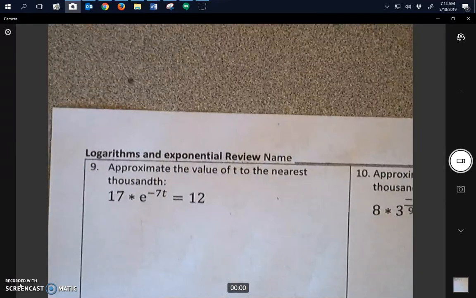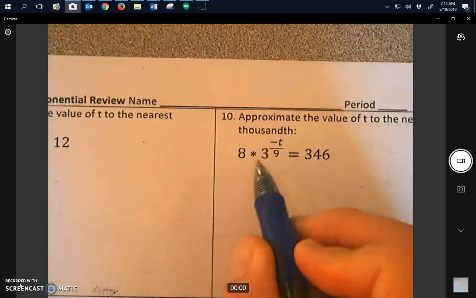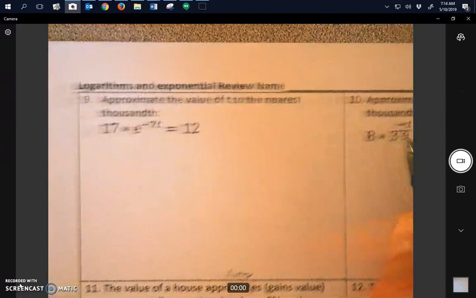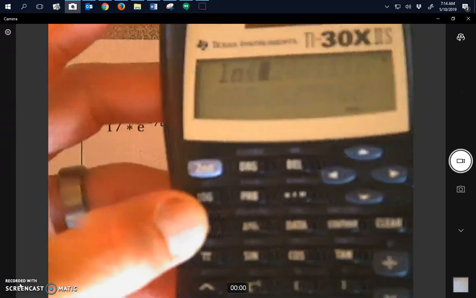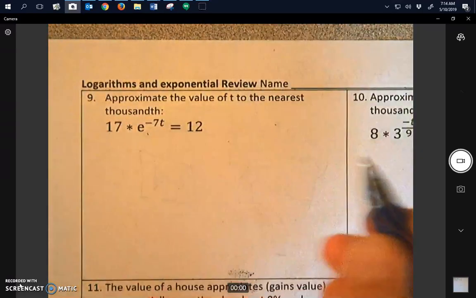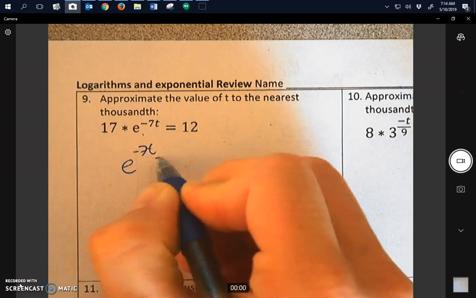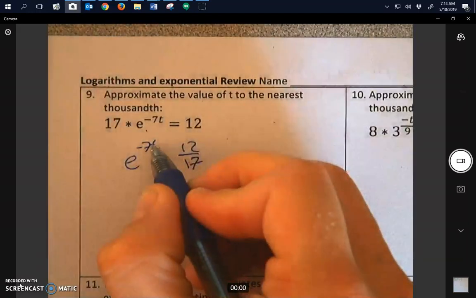Okay, question 9. Very similar question, but we have a different base. And 10 is the same question as well, just a different base. This one we can use our natural log button. So this is very similar to the last question, just we have to use this button instead of the log base 10. So we're going to first move over the 17, so we get 12 over 17. We divide by 17 on both sides.